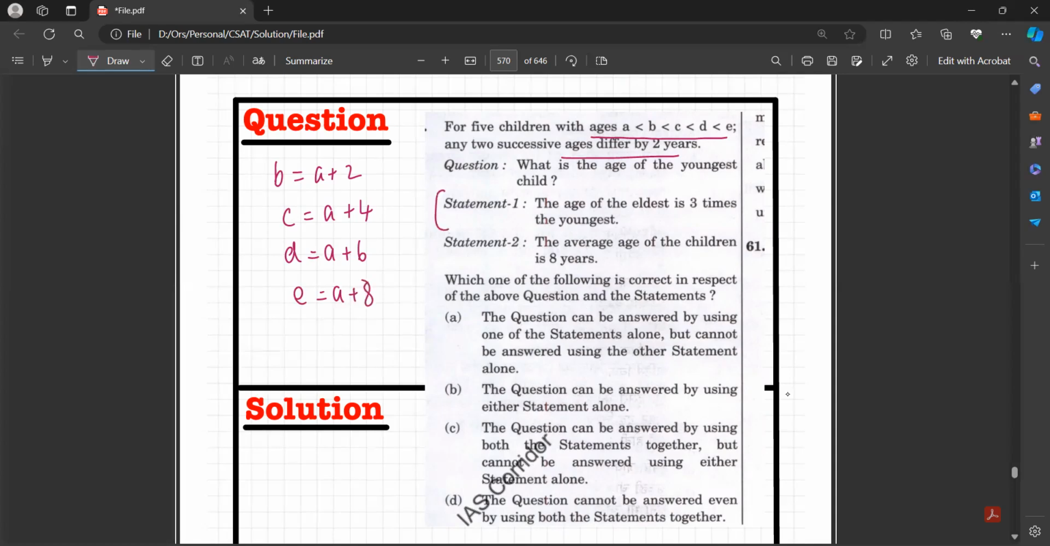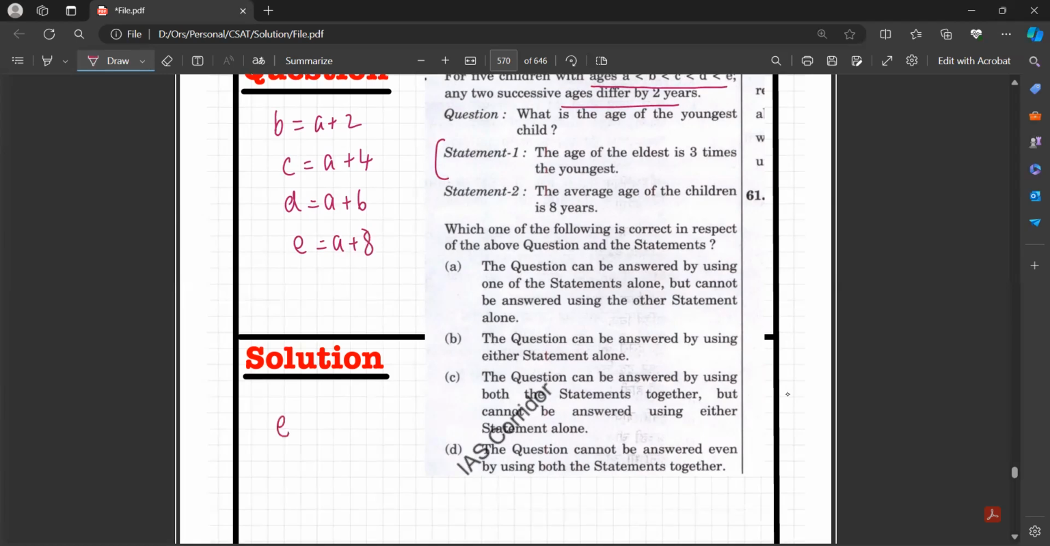Statement number 1. Age of the eldest is 3 times the youngest. Age of eldest, that is E, is 3 times the youngest. Can you find the age of the youngest child? Yes. Why? Because we have this relation with us. Put it in: E becomes A plus 8 equals 3A, 2A equals 8, A becomes 4. So age of the youngest is 4.